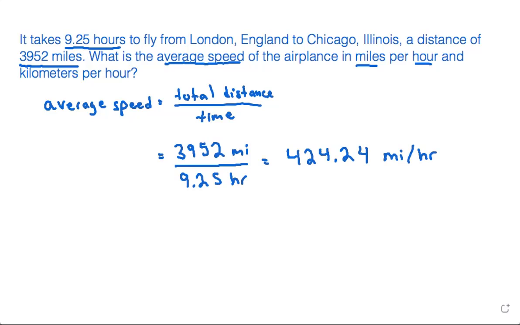And to finish this part, we need to round to sig figs. 9.25 has 3 sig figs, and 3,952 has 4 sig figs. So we round to the smaller number. We round to 3 sig figs, which would be to this 4. So the answer would be 424 for the part of miles per hour.